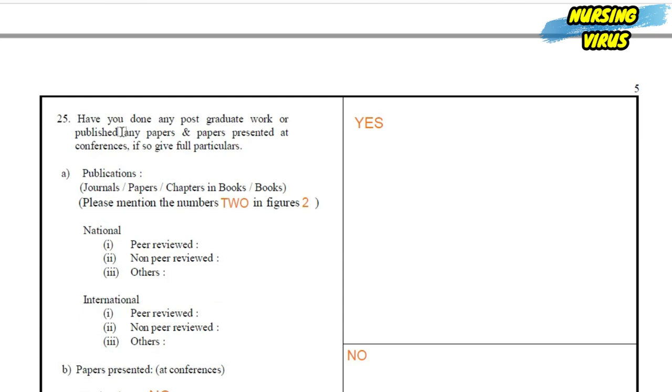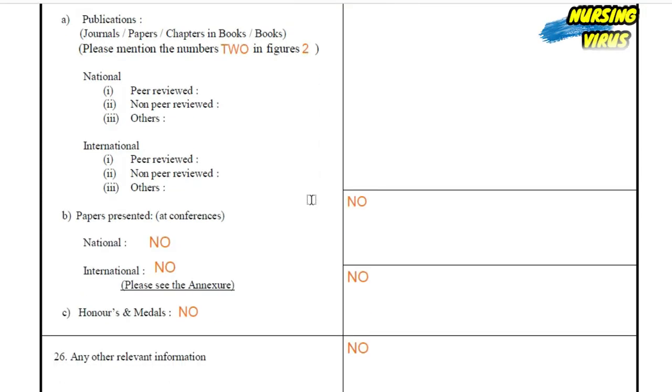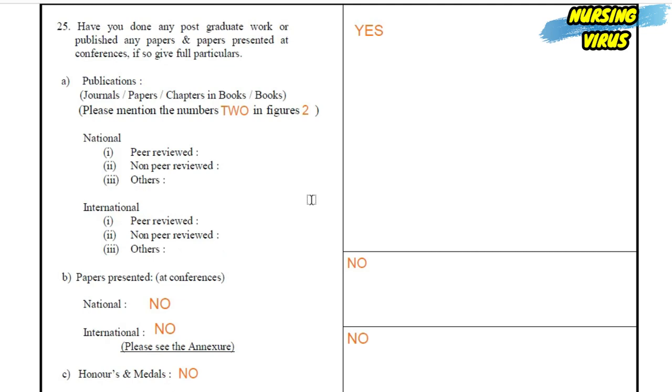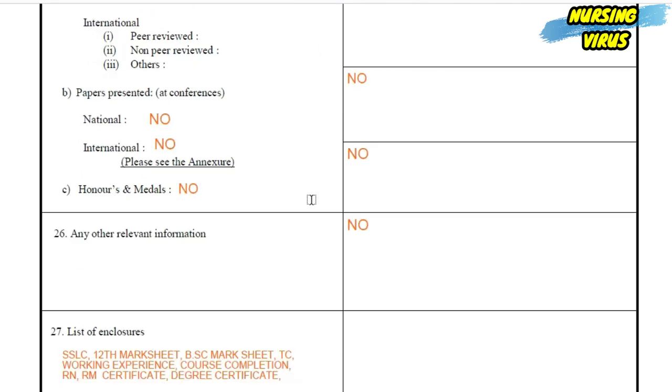So the 25th, have you done any postgraduate work or published any papers or presented papers at a conference? So if you have done any research work or activity and if you have published a paper, you can write all those details. Since I have published papers, I have given the details. So if you have many papers also, all those details you can provide in the enclosure format. As I have published at an international level, I have given those details.